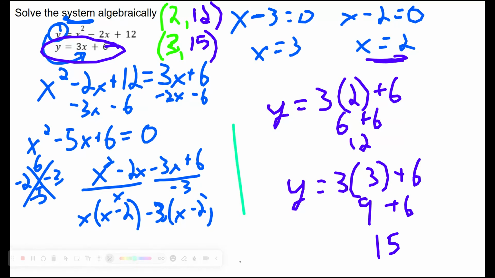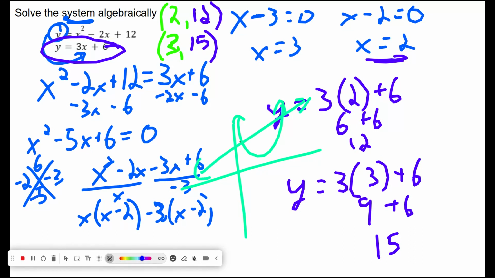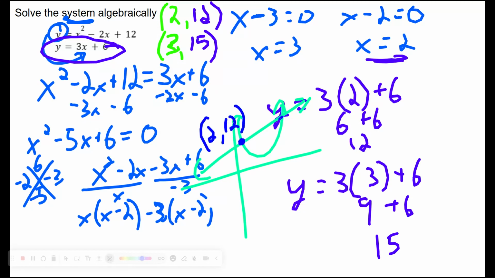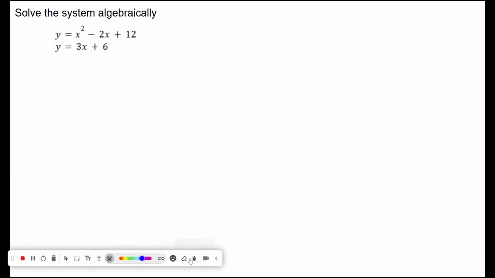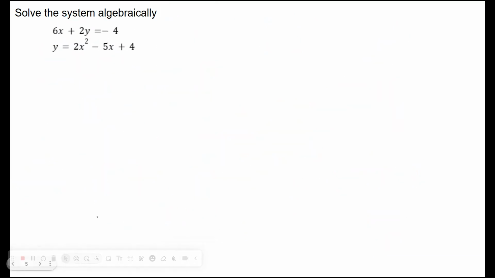A really rough drawing of that would look something like this. Quadratic here, and another line is going through here, and this point would be 2 comma 12, and this point here would be 3 comma 15. Remember, this is a very rough drawing, but we solved it algebraically, not by graphing. Let's go to another example.